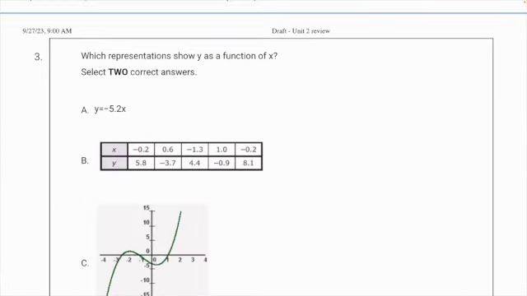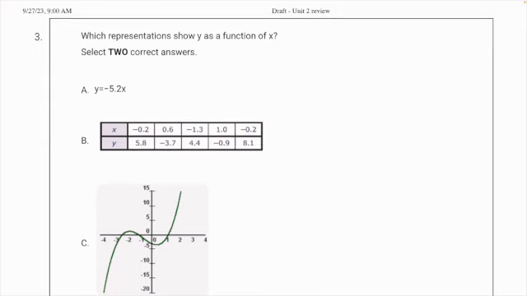Number three. Guys, number 3, you should be able to do this one on your own. So I'm going to give you guys about 2 minutes. I want you to try to do this one on your own. While you guys are doing that, I'm going to take attendance.